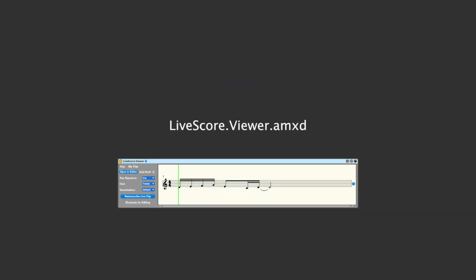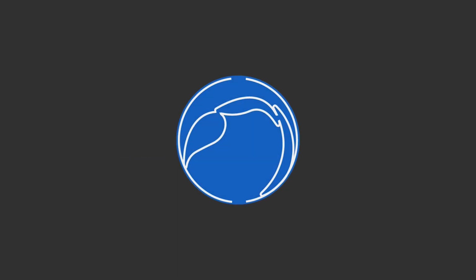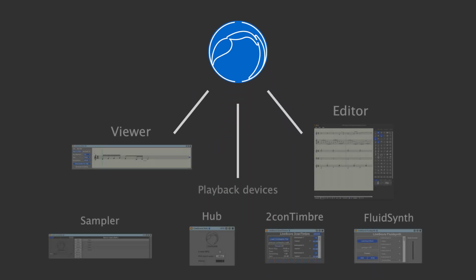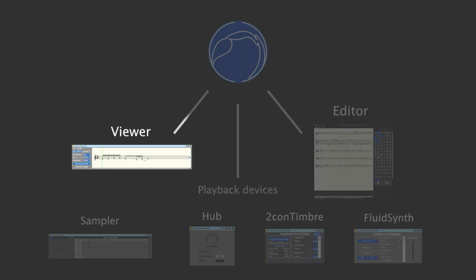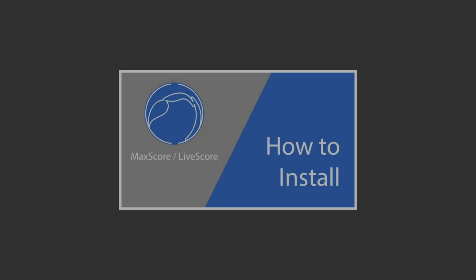LiveScore Viewer is a Max for Live device that allows viewing and editing MIDI clips in standard music notation, or commonly sheet music, inside Ableton Live. The device is included in the bundle after installation of LiveScore and MaxScore. In this video, we will show you how you can view music notation of any MIDI clip in your Ableton Live session. First, make sure LiveScore is installed.